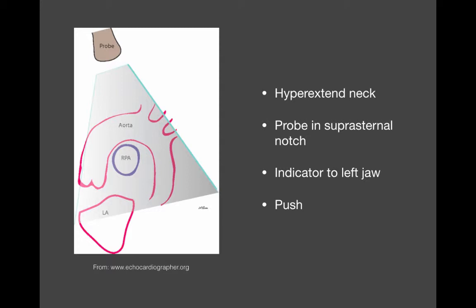Okay? You have to have the patient hyperextend their neck and point their jaw up towards the ceiling, and you have the indicator notch aimed towards the left jaw or the left shoulder. Unfortunately, you kind of have to push a little bit to get this view. You really have to square that transducer up, making it as parallel as you can to the trachea. This doesn't feel very good, so you definitely have to warn your patient.